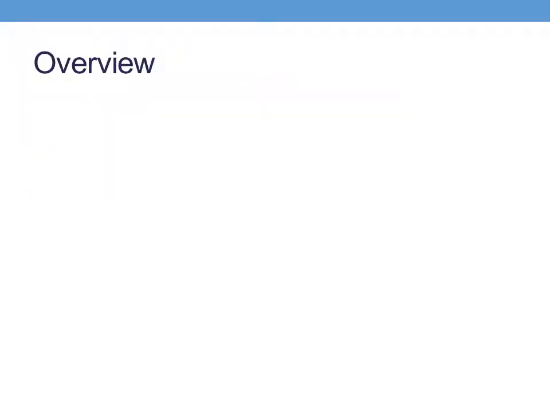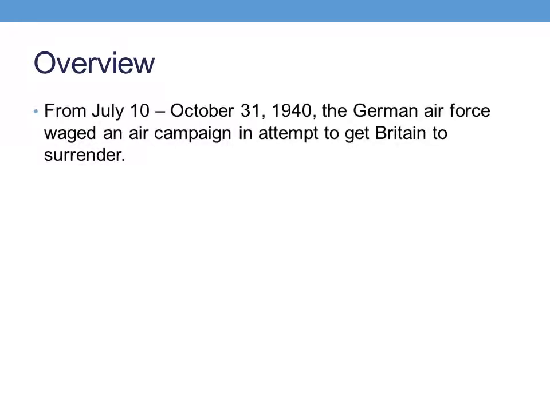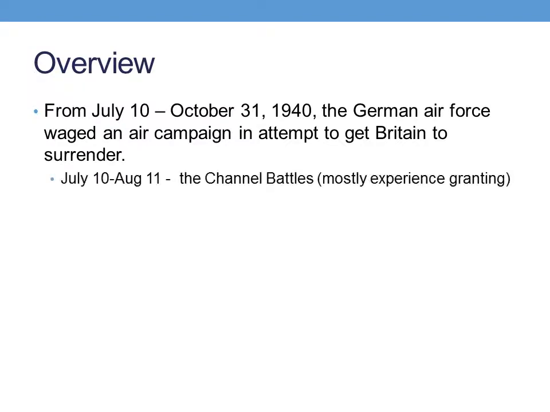So first, we're going to start with an overview of the battle, and then we're going to start looking into some of the details. This Battle of Britain was fought between July 10th and October 31st, 1940, and basically this was an air campaign waged by the German Air Force to try to get Britain to surrender. One of the things you should remember at this point is that this is after the Battle of France, and France has fallen. And the next step is essentially to try to get Britain to undeclare war.